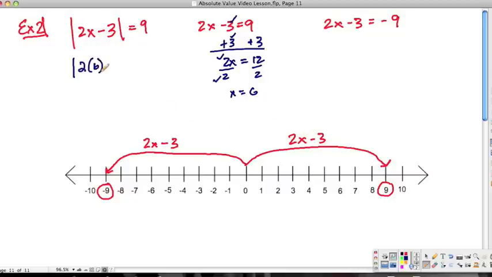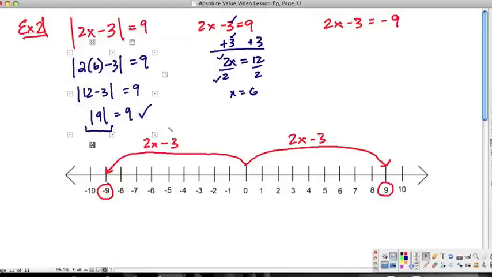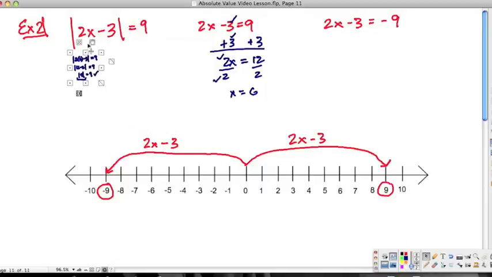And let's plug it in and see if that's true. 2 times 6 minus 3 equals 9. 12 minus 3 is 9, equals 9. So here's what we're asking: is this 9 miles away from Eckert's house? Sure is. It works. Definitely. All right, solve the other one.